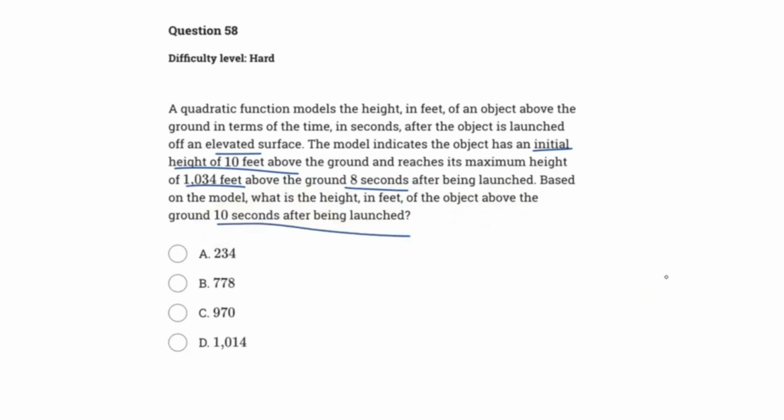I know it's crazy. Desmos is so easy to use. The only problem here is you have to do a little extra thinking, right? It's because they don't give you all the coordinate points that you need. We do know a couple things. So we know that the initial height is 10 feet above the ground. So when x is 0, we're going to have a value of 10. So that's our first coordinate point. And they also give us the maximum value of 8 seconds after being launched. It is 1,034 feet.